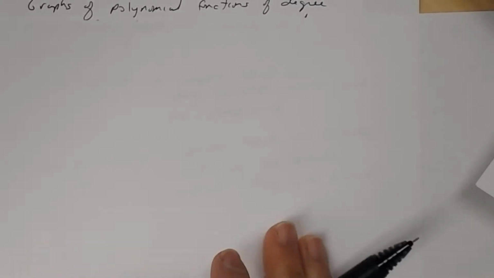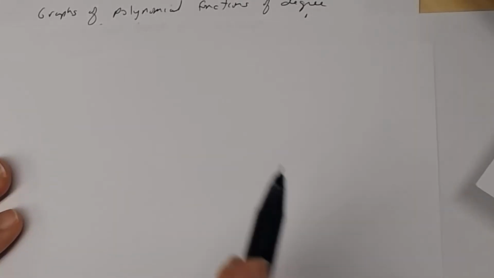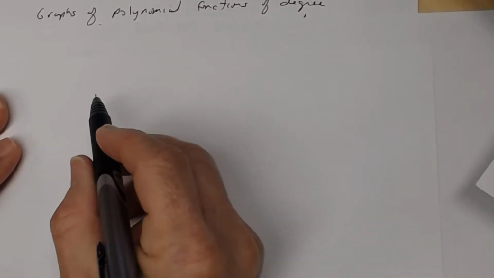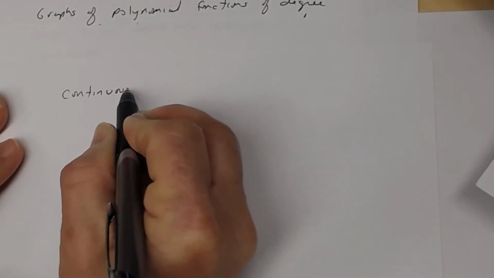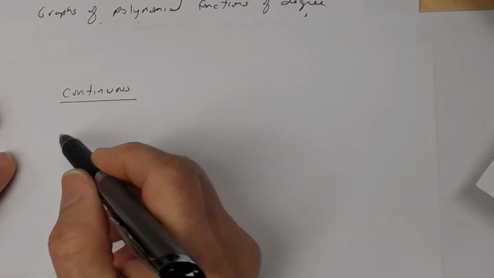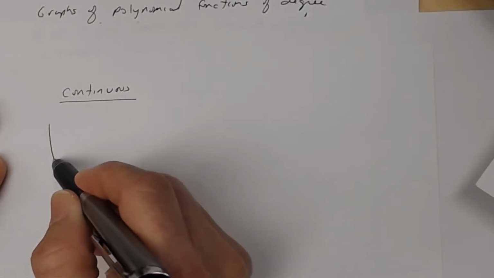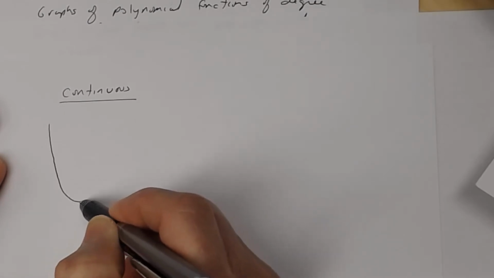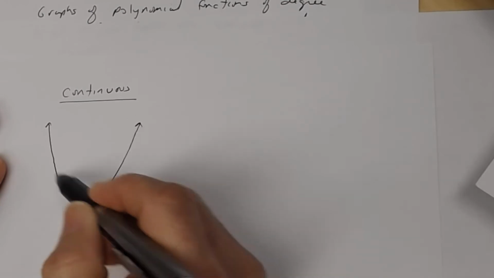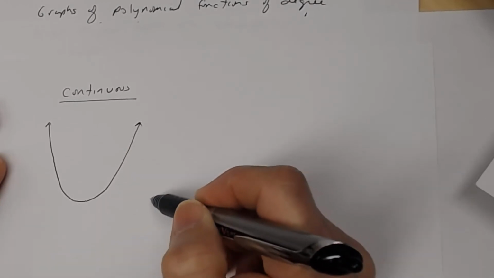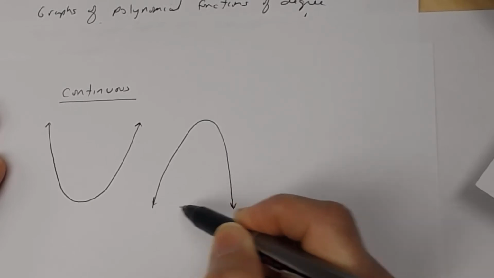The other thing is that the graphs of polynomial functions are continuous. So they're smooth and continuous. What I mean by continuous is this. When I drew the parabola, nowhere did I lift my pencil. I did not lift my pencil at all. I just kept drawing.